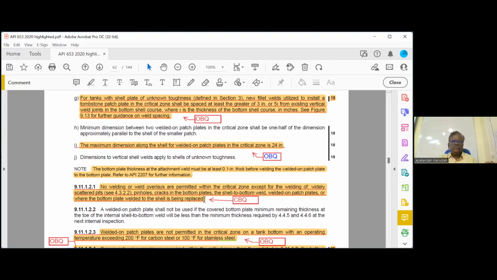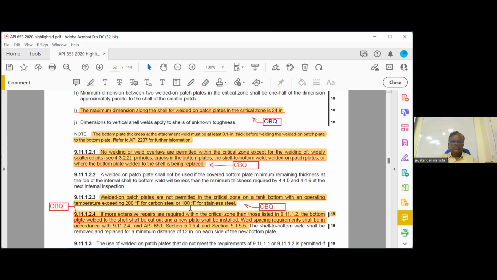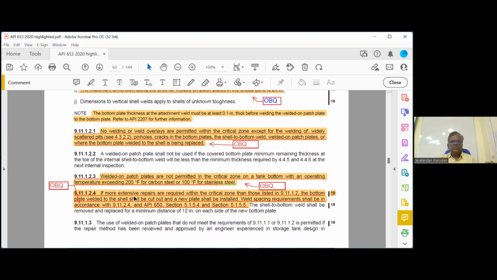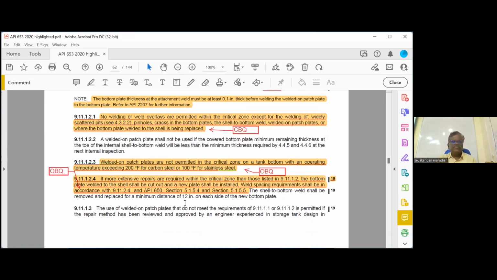And shell to bottom, this one. Now this is again an open book question, 9-11-123. Weld-on patch plates are not permitted in the critical zone on a tank bottom operating above 200 Fahrenheit for carbon steel and 100 Fahrenheit for stainless steel. Then 9-11-124 is also important. If more extensive repairs are required within the critical zone, the bottom plate to the shell shall be cut out and a new plate shall be installed. For more repairs you have to cut out the plate.